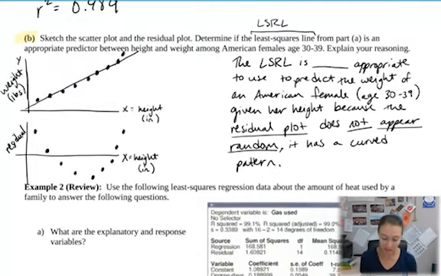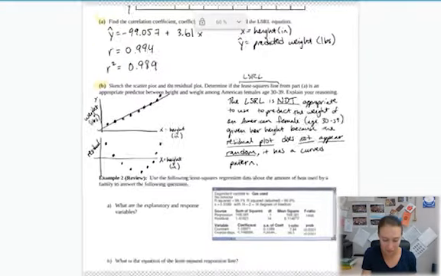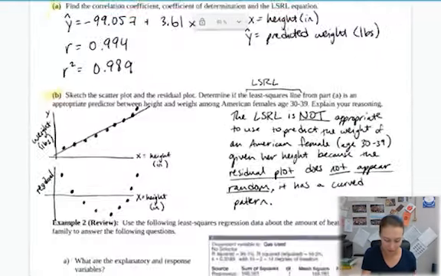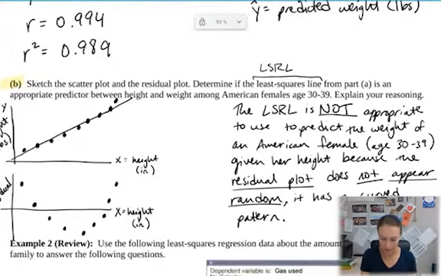So, determine if the least squares regression line is an appropriate predictor between height and weight among these females. It is not appropriate to use this to predict the weight of an American female aged 30 to 39 given her height, because the residual plot does not appear random. It has a curved pattern. So make sure everything's in there. Everything else checked out, but that residual plot condition definitely did not.